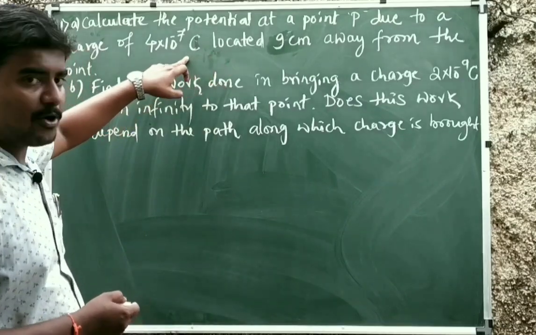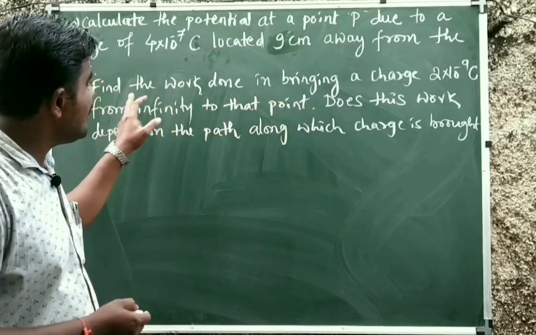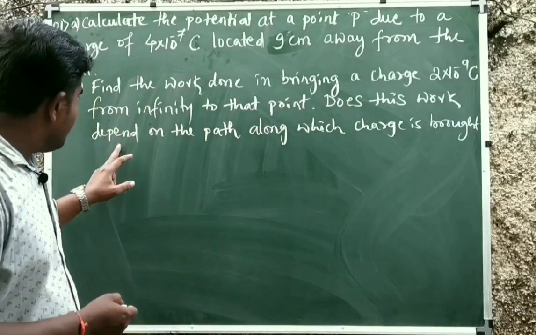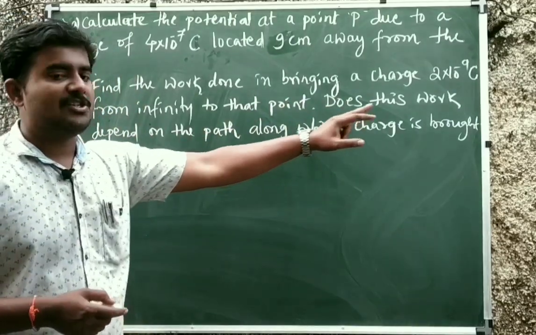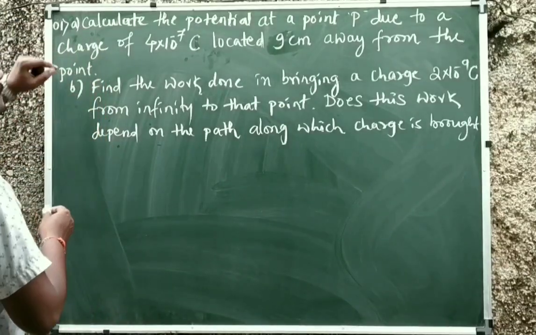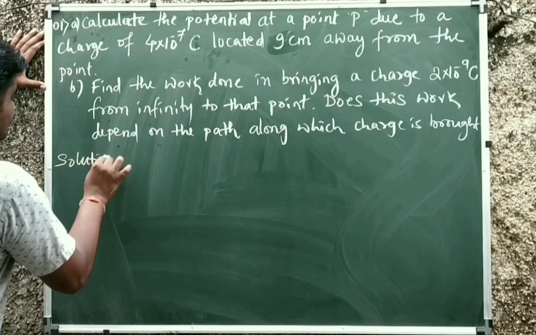In the first part we calculate electric potential, and part B contains one more question: does this work depend on the path along which the charge is brought? So let us start with the first point, that is A, solution.